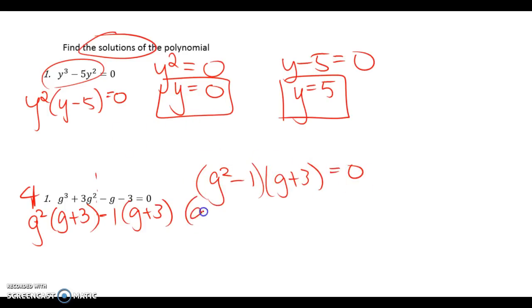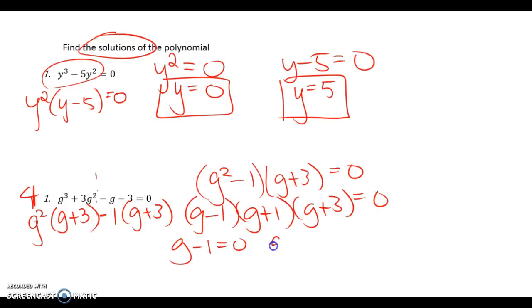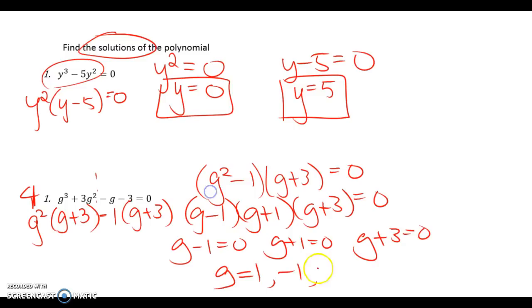Well, I can factor this. This is a difference of perfect squares, isn't it? And I'm going to set each factor equal to 0 and solve for g. So g equals 1, -1, or -3. All right, stop and do this on the paper if you need to make sure you have it, okay?